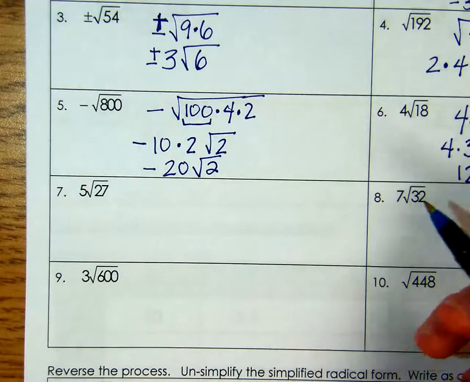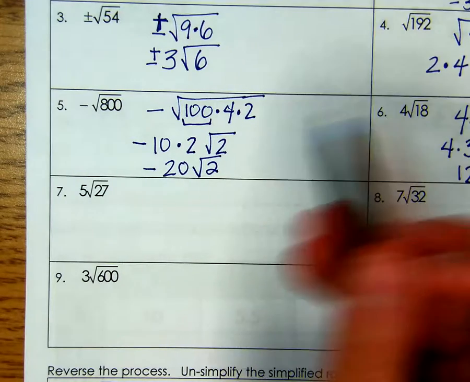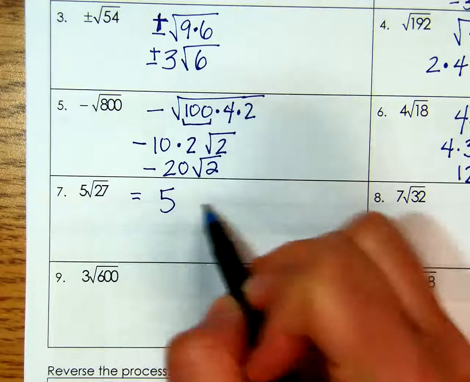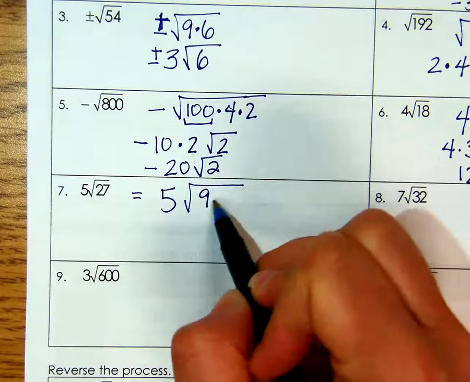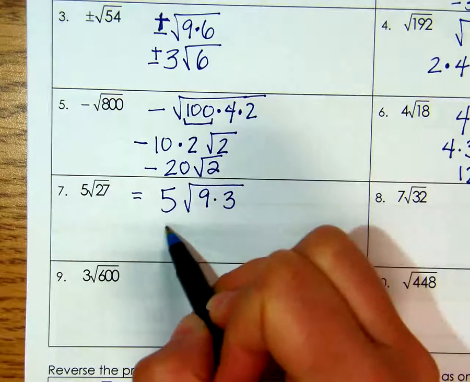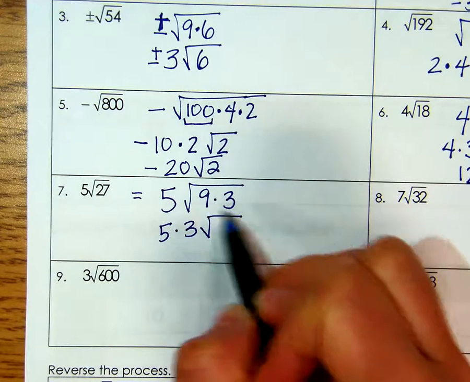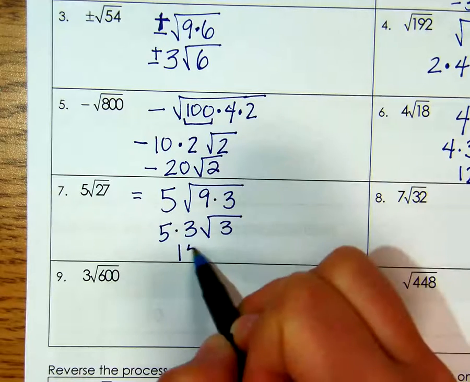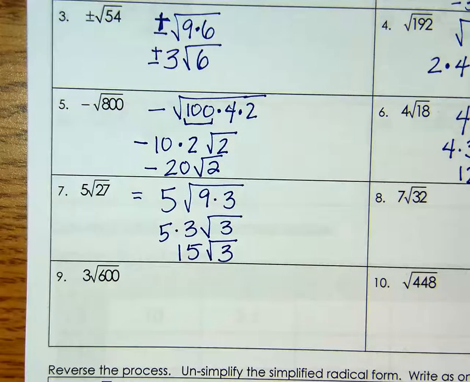Okay, hopefully at this point you've had a moment to check your answers. 27 broke down into 9 and 3, so I can pull a 3. Square root of 9 is 3. Pull that out. So you should have 15 times the square root of 3.